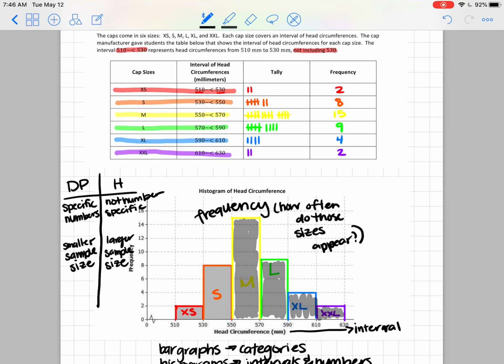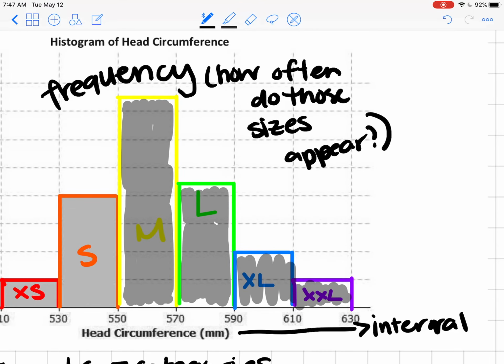Okay. So if I were to ask how many people needed a large to extra large size, we would want to look at this entire interval from large to extra large, and we would want to count all of those people. So that's 9, 4, and 2. 9 plus 4 plus 2 is 15. So 15 people need a large to extra large size.